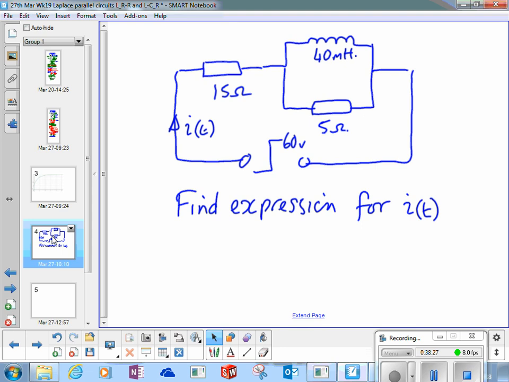So a 40 millihenry inductor in parallel with a 5 ohm resistor, and that combination in series with a 15 ohm resistor.